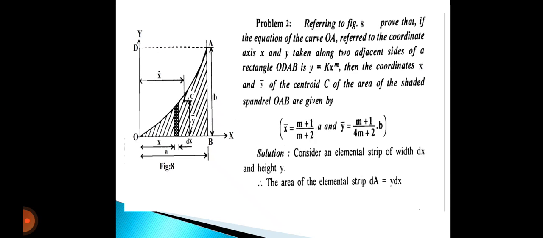Now consider an elemental strip, just like the previous problem, of width dx and height y. So the area of the elemental strip is dA equals y into dx. Now the coordinate of the centroid of the strip is x comma y by 2. Now we have to calculate x bar. So x bar is integration x dA by integration dA. Putting the value of dA and the limit 0 to a, finally by integration we will get the value of x bar, that is (m plus 1) by (m plus 2) into a.